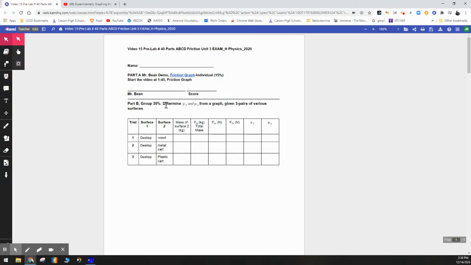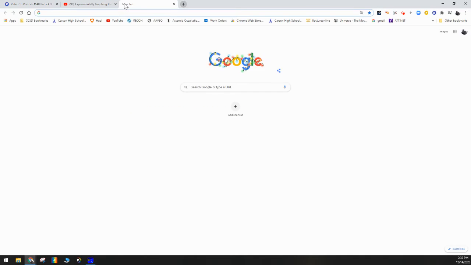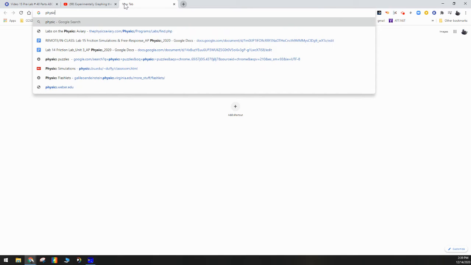Part B is worth 30%, and you're going to be determining the static coefficient of friction and the kinetic. Now, this is just like we did in the virtual lab. You'll be given three pairs of various surfaces. So in this case, surface one will be the desktop, and surface two will be wood, metal cart, and plastic cart. So let's take a quick look and see what you'll be doing here.